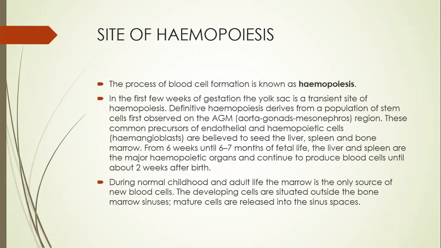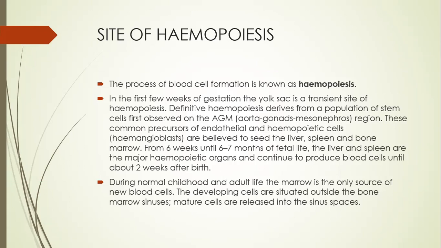So it is a process of blood cell formation. In the first few weeks of the gestation, the yolk sac is the transient site of the hematopoiesis. Definitive hemopoiesis derives from a population of the stem cells first observed on the AGM, that is the aorta, gonads, mesonephros. These common precursors of the endothelial and the hematopoietic cells are believed to seed the liver, spleen, bone marrow.